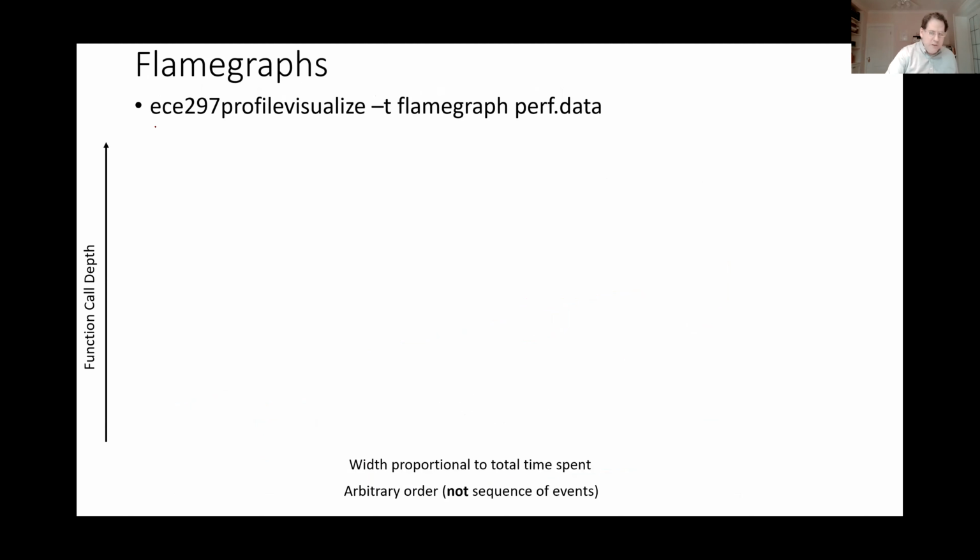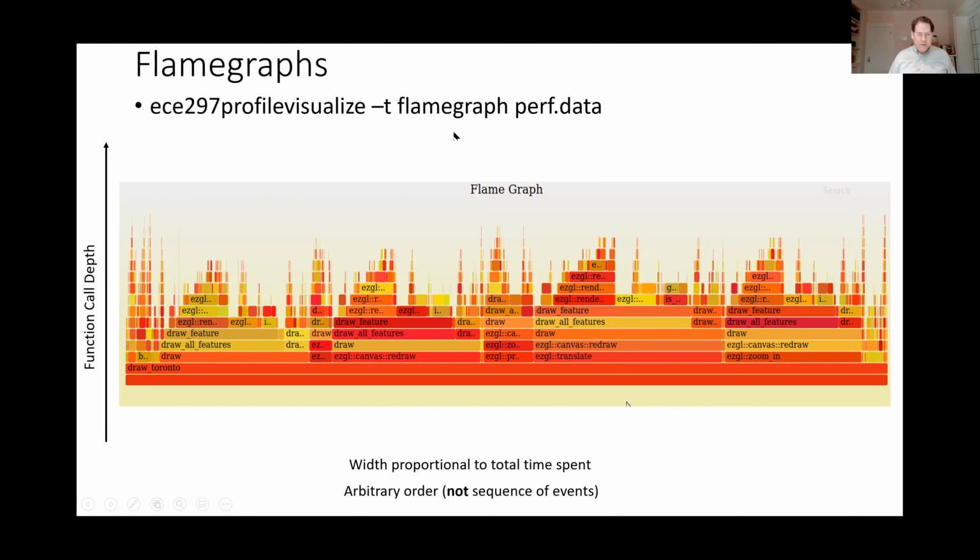There's another way you can visualize this. So the same program, after you run your mapper with profiling turned on, we can use this ECE 297 profile visualize tool again, but we'll pass it an argument -type flame graph, -t flame graph. And again, its input is this perf data file that our mapper produced when we compiled it with profiling and then ran it. So what does this flame graph look like? Okay, it's just another way to visualize who called whom and how much time they took.